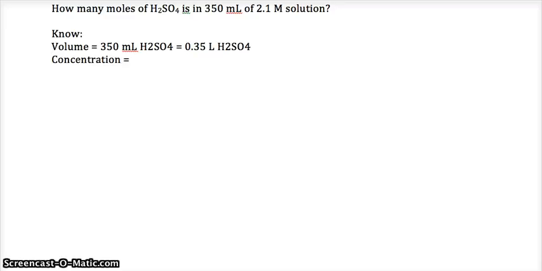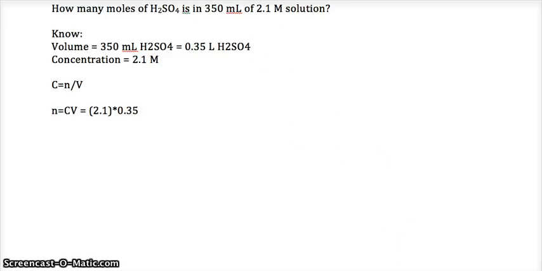In this case, we know the concentration because that's molarity, and that's 2.1 molar. We want to solve n equals C over V. Sorry, that's not it. C equals n over V. In this case, we want n, because n is the number of moles. So we can say n equals CV, which is 2.1 times 0.35.